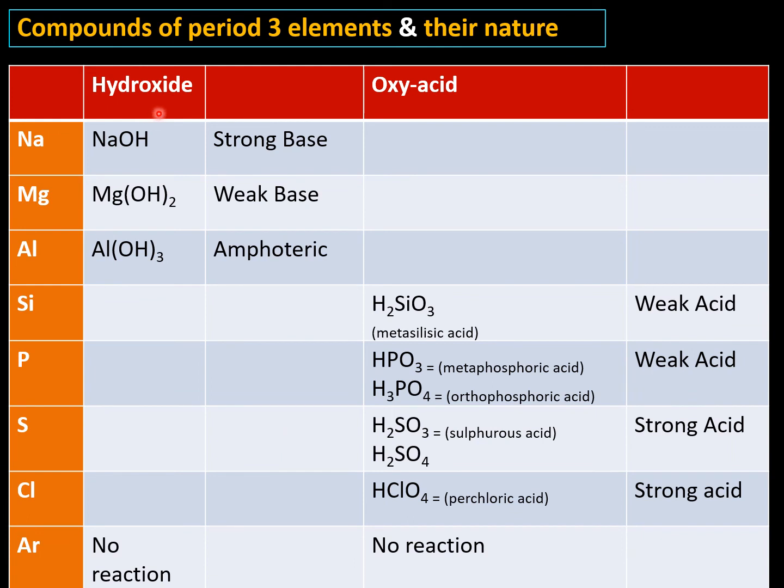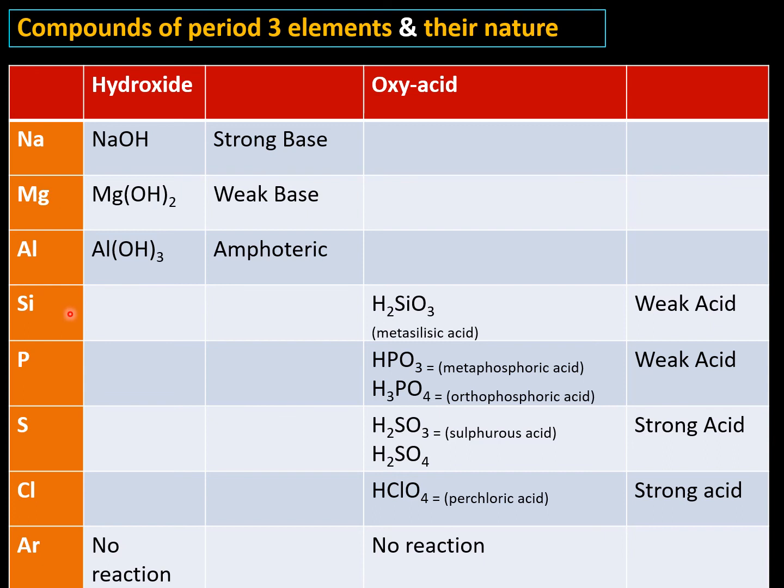Formation of hydroxide and oxyacids from period 3 elements. Not all elements are capable of forming hydroxide and not all elements are capable of forming oxyacid. Sodium can form sodium hydroxide, which is a strong base. Magnesium can form magnesium hydroxide. This is also basic in nature but less basic than sodium hydroxide. Aluminium can form aluminium hydroxide, that is amphoteric in nature.